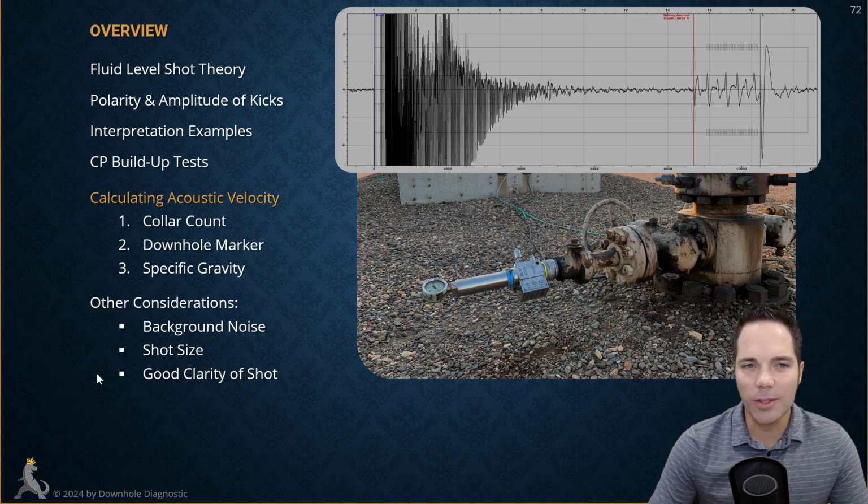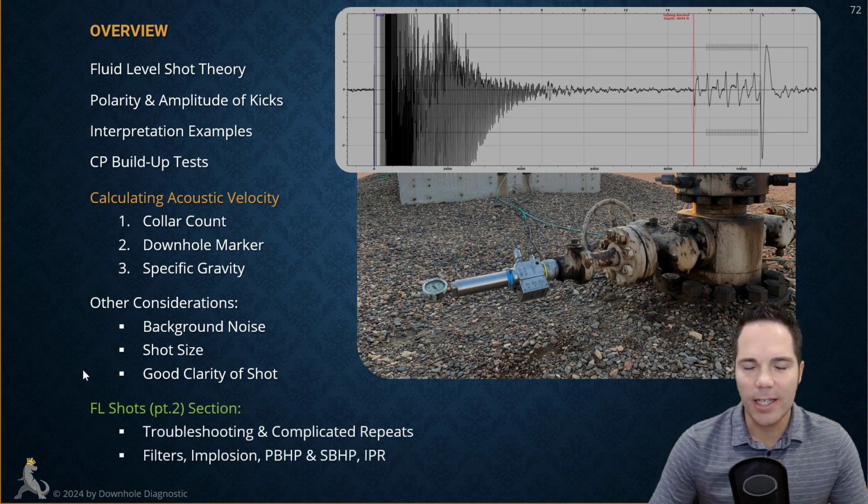So that'll finish out the end of this section. And then the second fluid level shot section, I believe that is section 7, we're going to look at troubleshooting in more complicated repeats. Okay, so if you have acoustic traces that are more difficult to interpret, we're going to look at some of those examples.